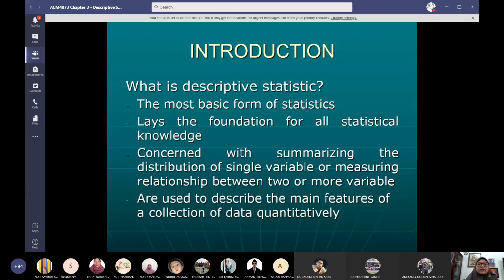Descriptive statistics is used to describe the main features of a collection of data quantitatively. Features of collection data means the feature of your respondents, such as age, gender, working experience, can also relate to their working environment, food consumptions if you study on food.